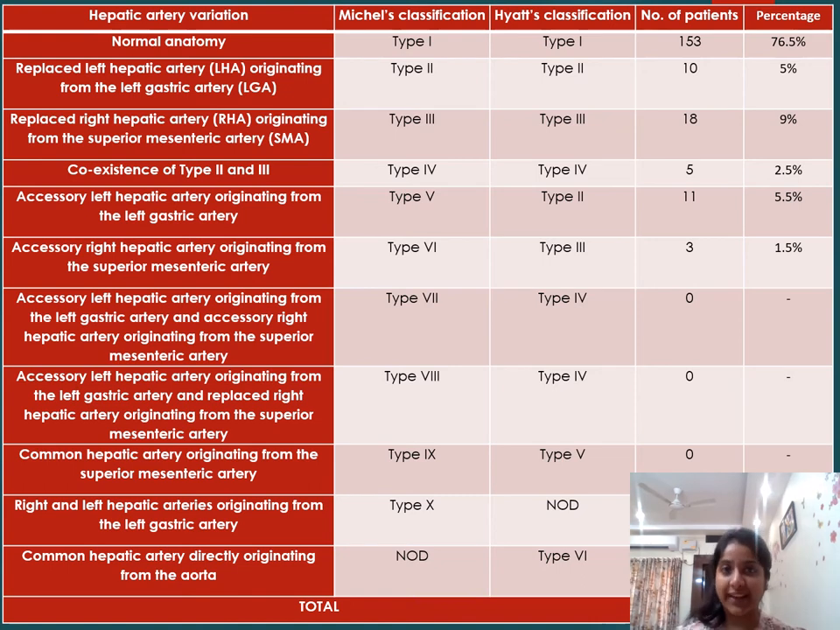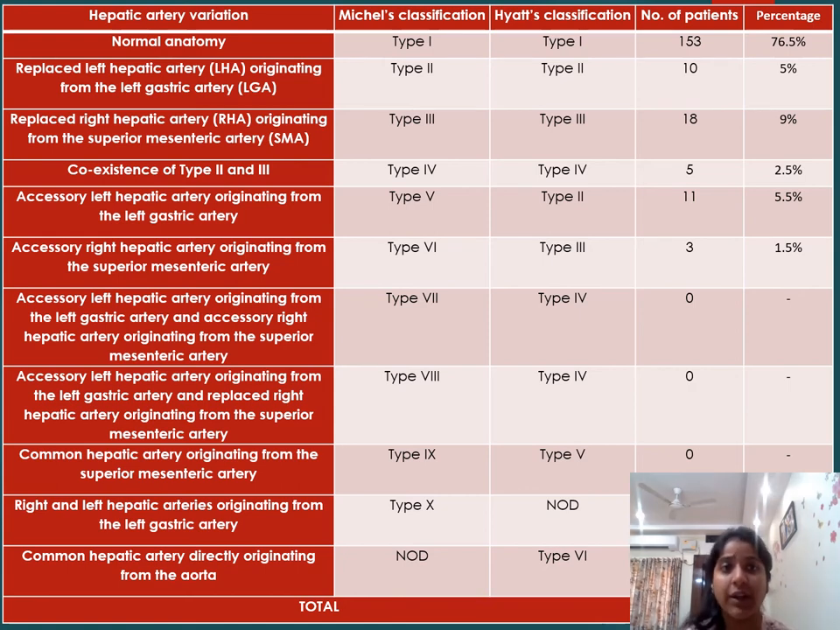Then we come to the hepatic artery variation. In hepatic artery variation, we use two classifications, Michel and Hiatt. The normal anatomy is type 1 of both classifications. Then if the left hepatic artery is replaced and originates from the left gastric artery, that is type 2. The replaced right hepatic artery originating from the superior mesenteric artery is type 3 of the Michel classification, which we see in 9% of the population.